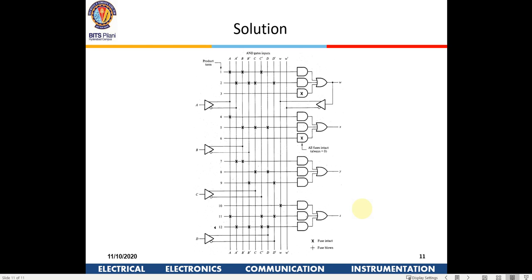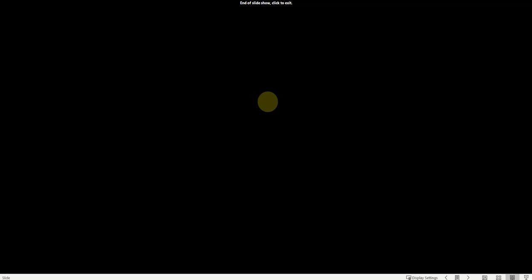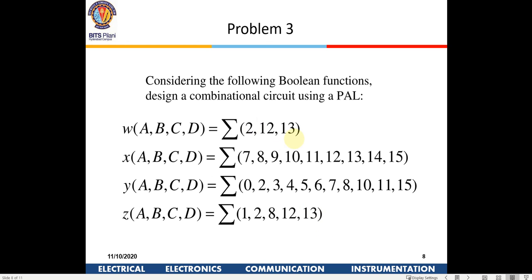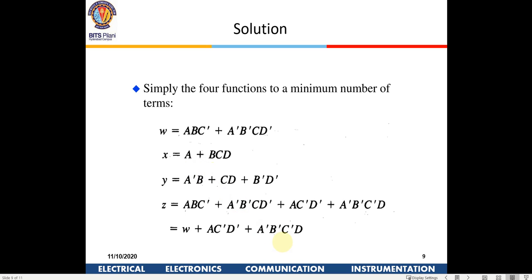Here the expressions for W, X, Y, Z will initially be in terms of A, B, C, D. We need to reduce these using K maps and implement. These are the output functions W, X, Y, Z, right? And these are the inputs. So you don't have to use K maps. You just have to write it in the sum of products. You can expand it and write it like this. Not necessarily from the minterms. You can straight away write this. You don't have to make minterms.